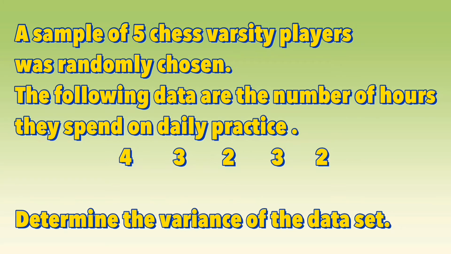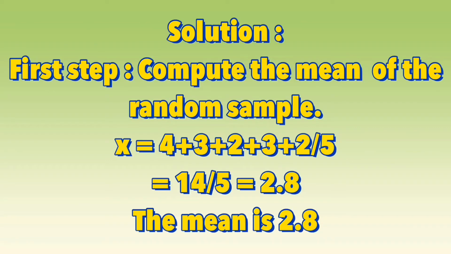Our solution, first step: compute the mean of the random sample. The random sample is 4, 3, 2, 3, 2, so we're going to add all of it. We use x bar equals 4 plus 3 plus 2 plus 3 plus 2, then divide by the number of samples. Since the number of samples is 5, our denominator is 5. Our sum is 14 divided by 5 equals 2.8. So the mean is 2.8.